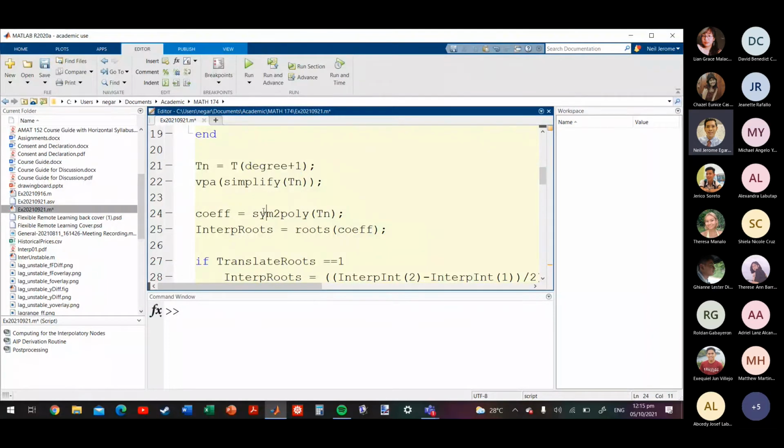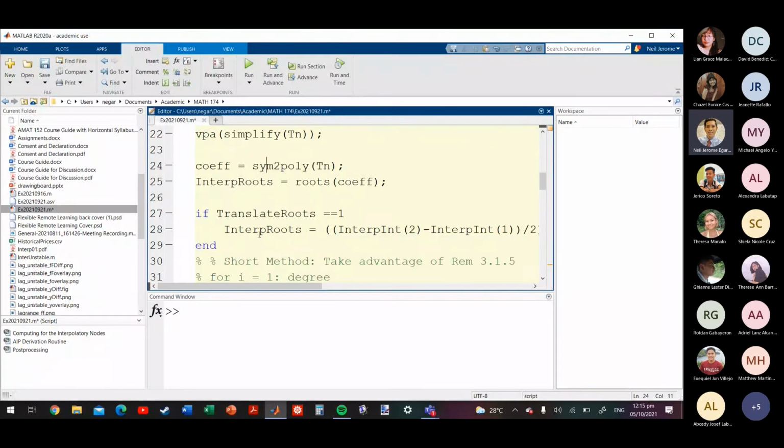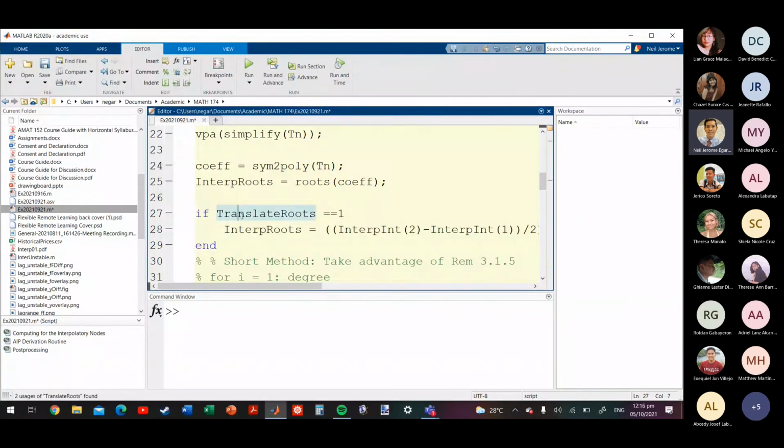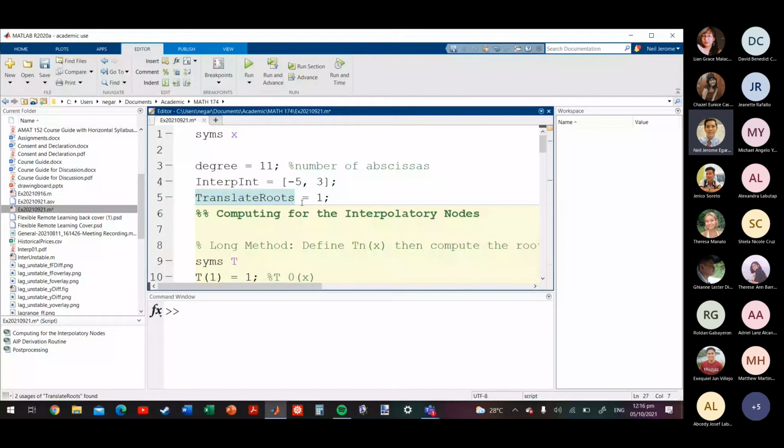Okay. Tapos naglagay lang ako dito ng isang if construct kung gusto kong mag-translate ng roots. Kaya dito sa line 5, makikita nyo, meron akong translate roots. It can take value either 1 or 0. Iwa-1 ko siya pag gusto kong mag-translate. I-0 ko siya kung ayaw kong mag-translate ng roots. Dahil yung interpolatory interval natin, which I called int, so ito yung interpolatory interval, -5 to 3, so necessary na mag-translate ako ng roots ng Legendre. So that's why I put 1 here.